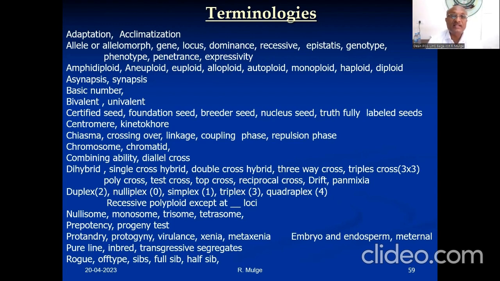Genome: a set of chromosomes corresponding to the haploid set-up. All the different types of chromosomes that a particular species possesses, that is called a genome. A set of chromosomes corresponding to the haploid set-up of a species. Then epistasis. Dominance and codominance are intra-allelic interaction. This is inter-allelic, between the genes. So epistasis means dominance of one gene over a non-allelic gene.